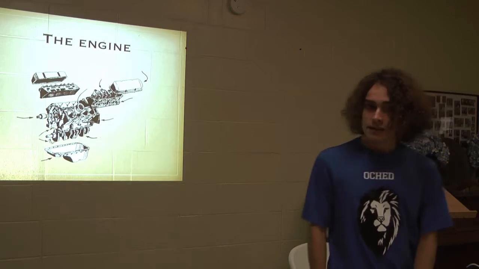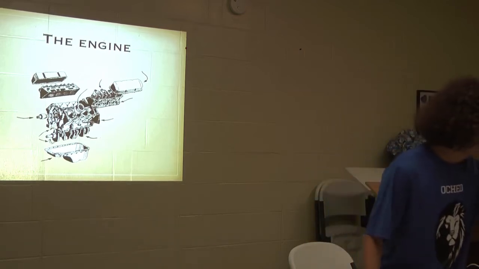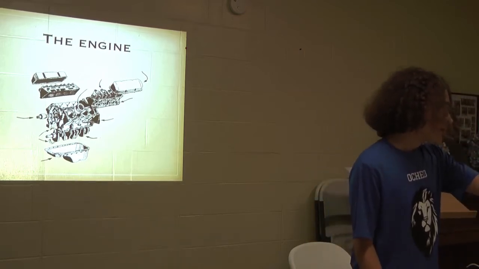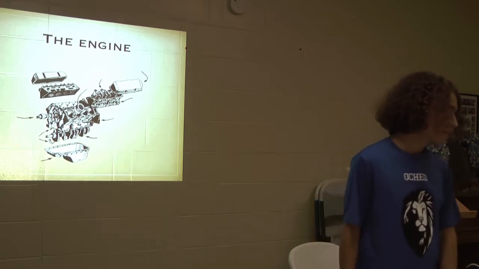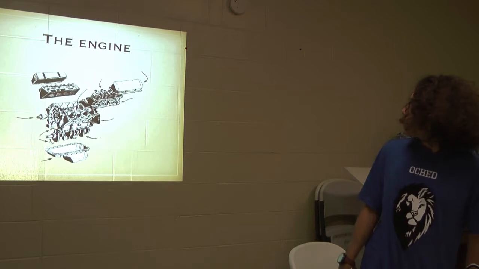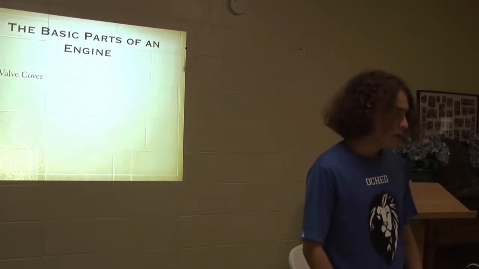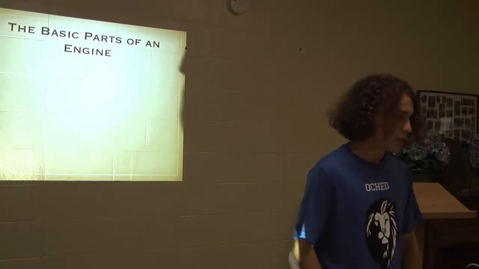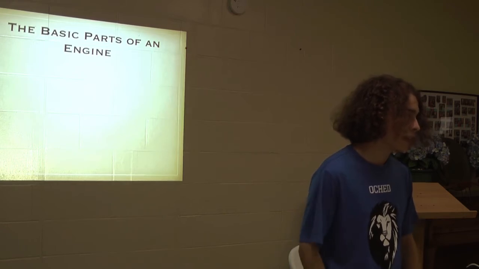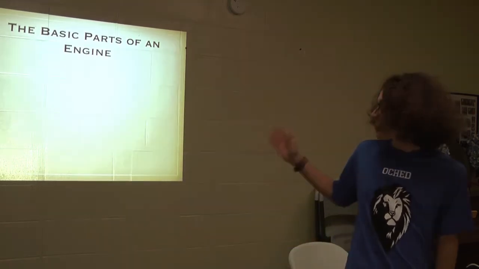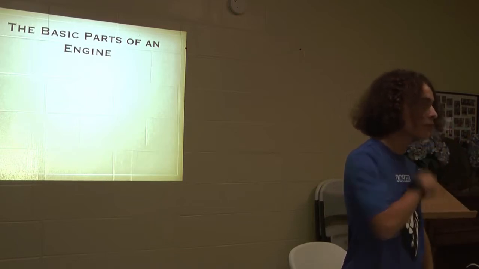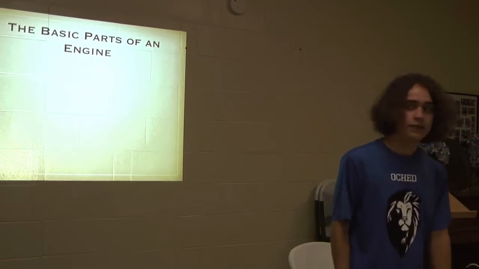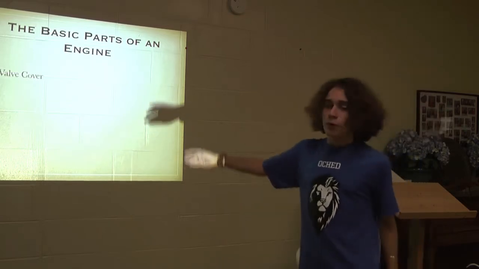So, you're all on the page where you see the V8 engine all apart, right? In that, we're going to be going through some of the basic parts of the engine. And as we go through them, you're going to want to write them down in each one of those spots. They're numbered. Alright? Alright. So number 1.